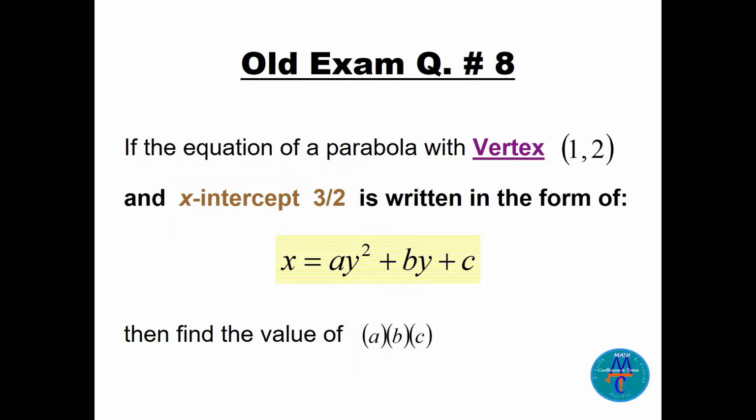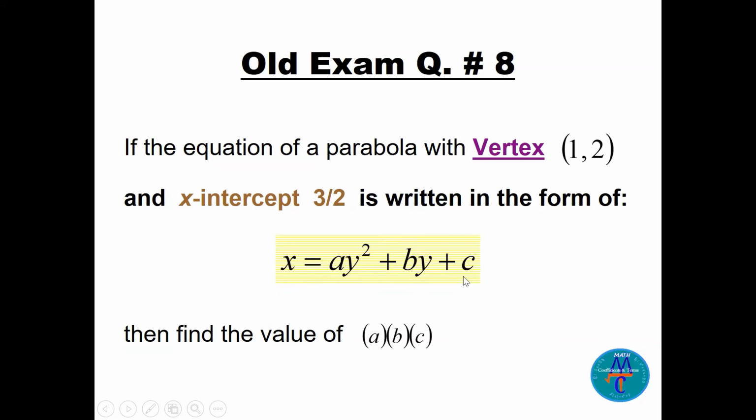Question number 8 is the last one here. If the equation of the parabola with vertex (1, 2), vertex is 1 and 2 given, and it has x-intercept 3/2, is written in the form x = ay² + by + c, then find the value of a times b times c. So it means that we have to find the equation of this parabola. The vertex is given (1, 2), x-intercept is given 3/2. After we find the equation, we write it in this form.